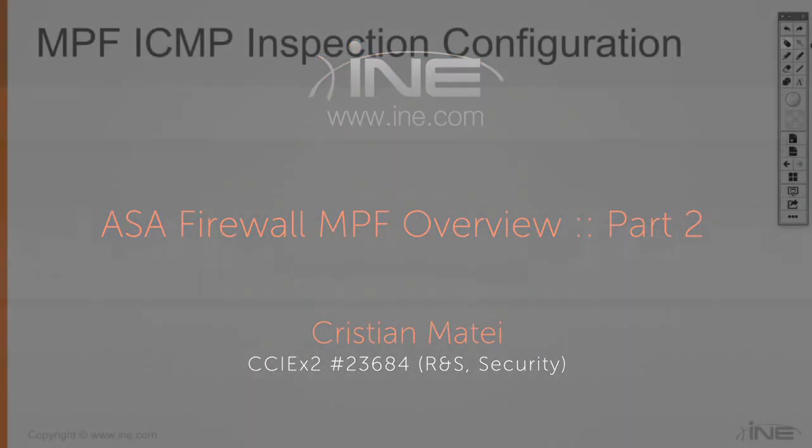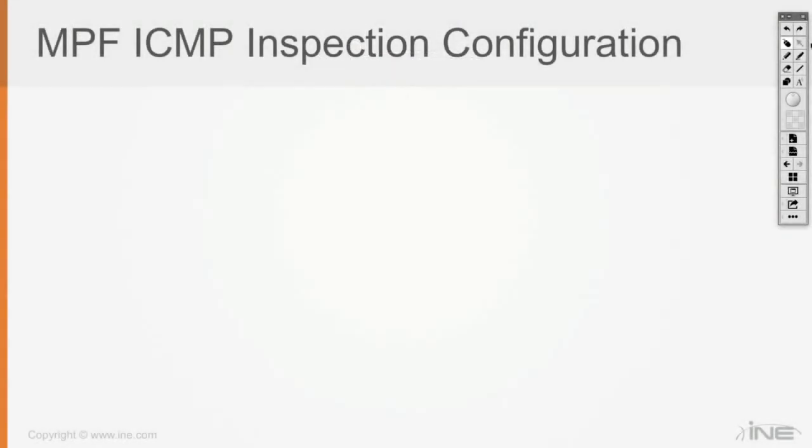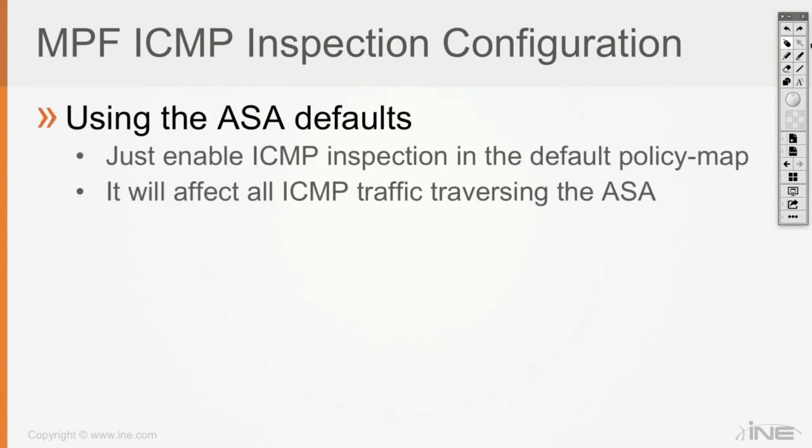So when we're going to go to the ICMP inspection via MPF, we want the ASA to statefully inspect ICMP, which means actually pinging. We have two options. Using the ASA defaults, the ASA MPF default configuration, it means that we're going to just enable ICMP inspection in the default policy map, because the default policy map has the default class map attached, which matches on ICMP. So we just want to enable inspection for ICMP, which means because the default policy map is globally applied, this configuration is going to affect all ICMP traffic flowing back and forth to the ASA.